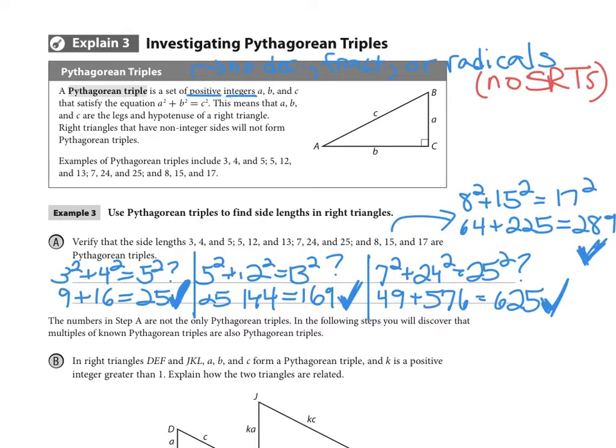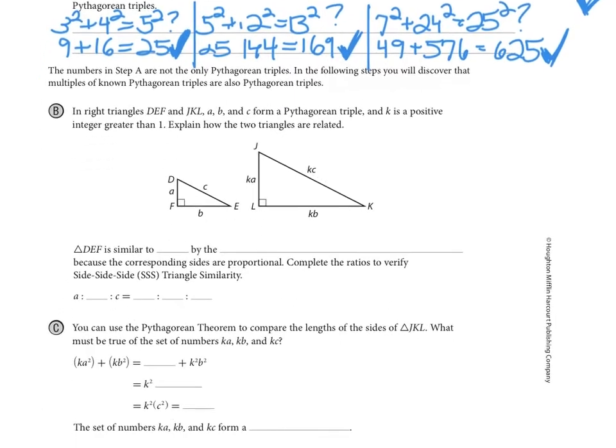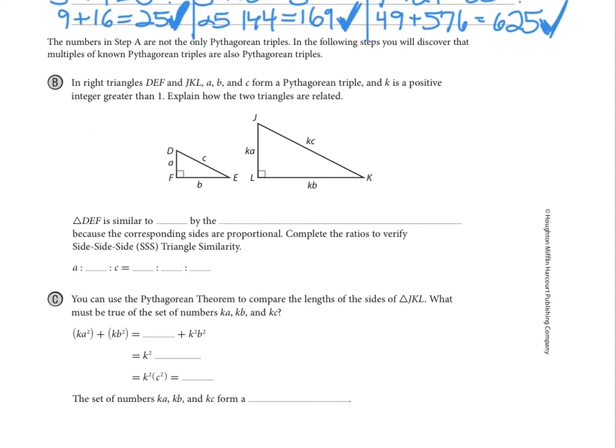What we want to do is figure out how in the world are we going to use these numbers to figure out some common problems. So scroll down a little bit on the page here to part B. But before we get to part B, let's read this little blurb here. It says the numbers in step A are not the only Pythagorean triples. What we're going to find out is that multiples of Pythagorean triples are also Pythagorean triples themselves.